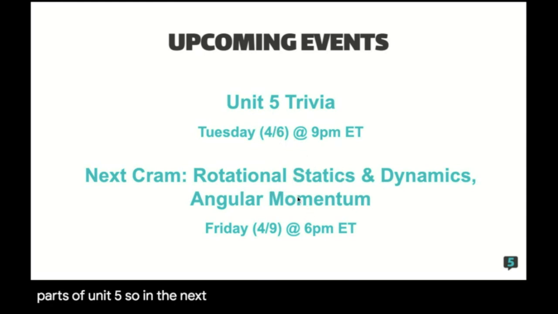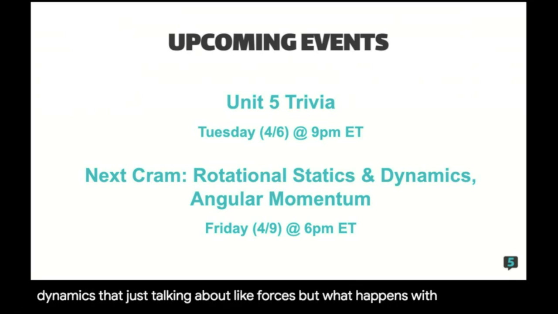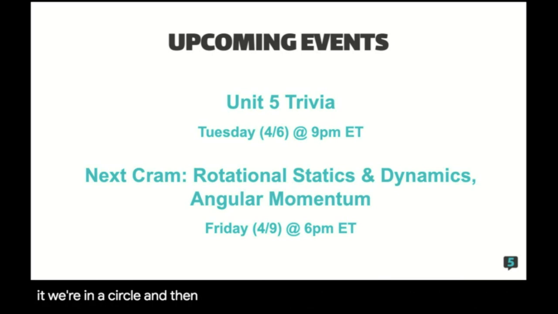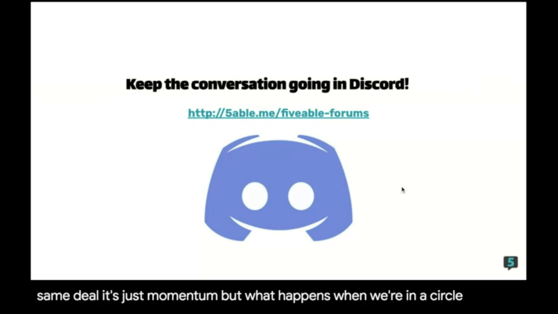So in the next cram, we'll talk about rotational statics and dynamics. That's just talking about forces, but what happens with forces when we're in a circle. And then we'll talk about angular momentum, which is the same deal. It's just momentum, but what happens when we're in a circle.